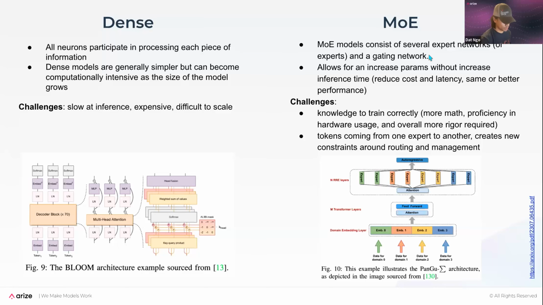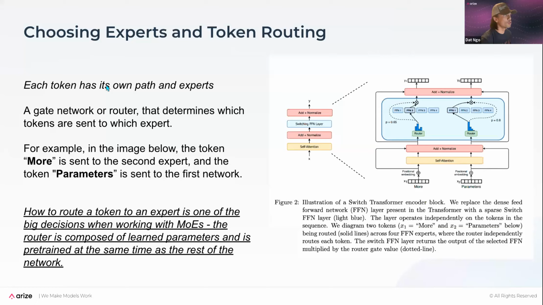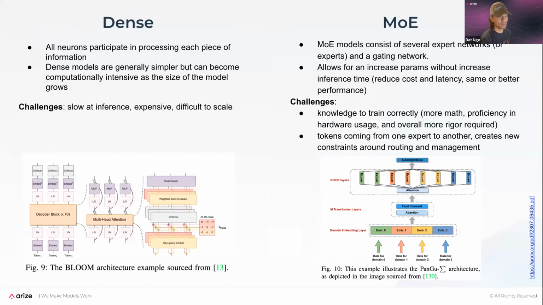Just one heads up, each token has its own path and experts. It's not like I'm sending in a paragraph and this paragraph goes to these 2 experts. Each token gets its own. So it starts to make a lot of sense when Aparna showed this at the language level and at the token level. Super important to denote that.